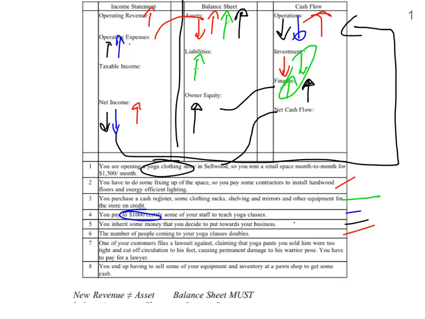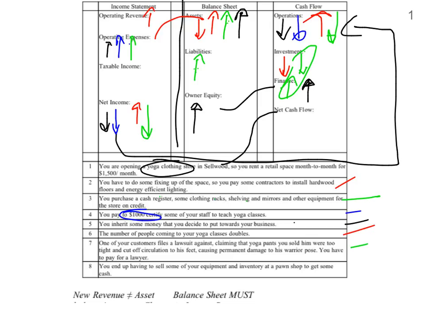Now, let's switch to green for number 7. One of your customers files a lawsuit against you claiming yoga pants sold to him were too tight, cut off circulation to his feet, causing permanent damage to his warrior pose. You have to pay for a lawyer. Guess what? That's also an expense, which causes a decrease in net income and a decrease in cash from operations. Please note there are a couple of these that are exactly the same.